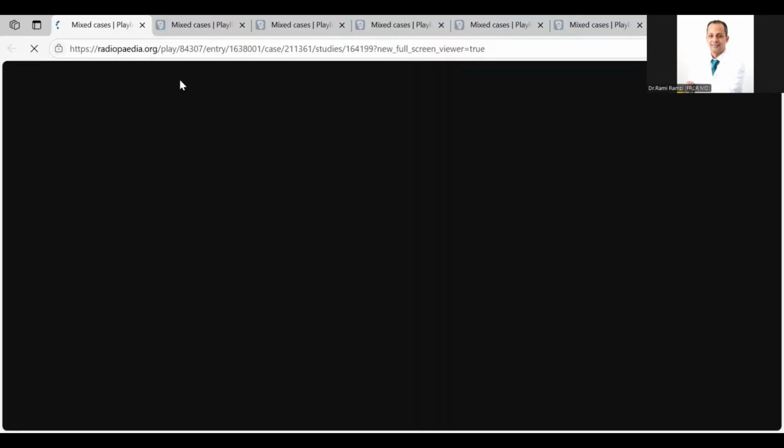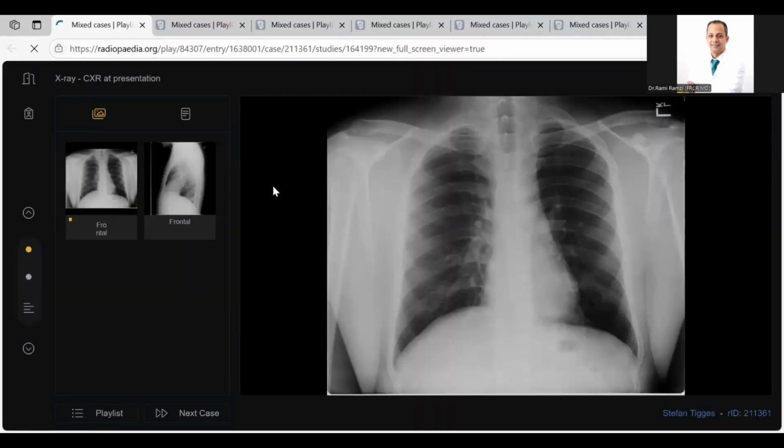Next candidate. Candidate 12 ready. Assalamu alaikum. Salam. Are you ready? Yes.